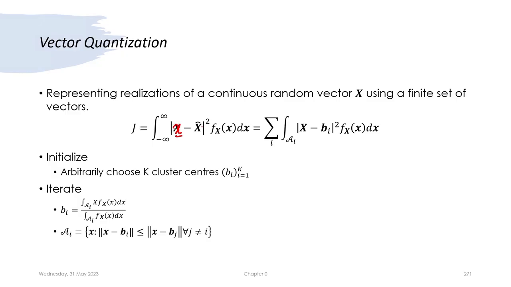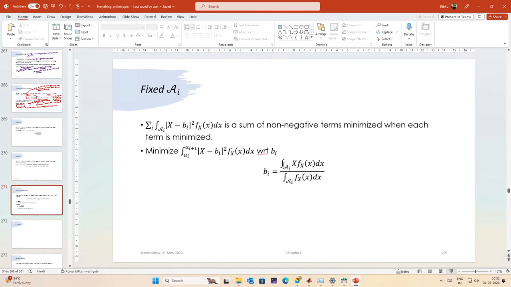So that said, we can extend this idea to a vector. If we want to represent realizations of a continuous random vector, instead of a scalar, then naturally this difference should be a norm. So actually I'll just edit this to write this properly.